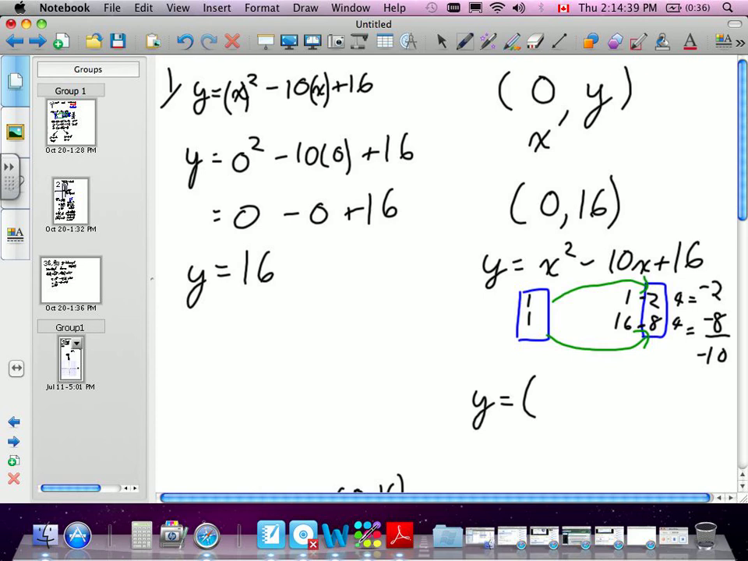Because the first terms are both 1, it doesn't matter which bracket I'm going to be putting the second terms into. So I'm going to put negative 2 in one and negative 8 in the other.